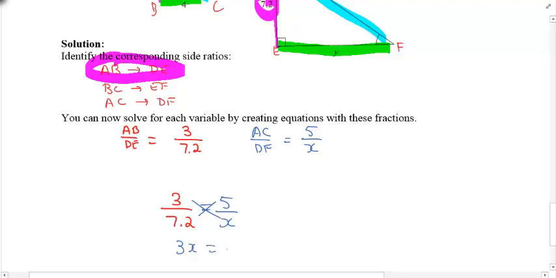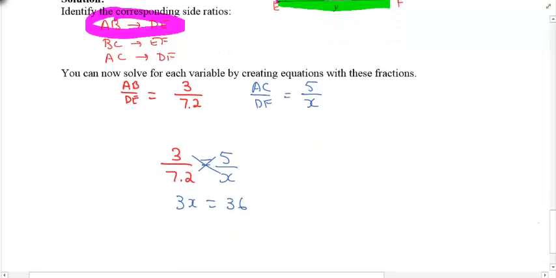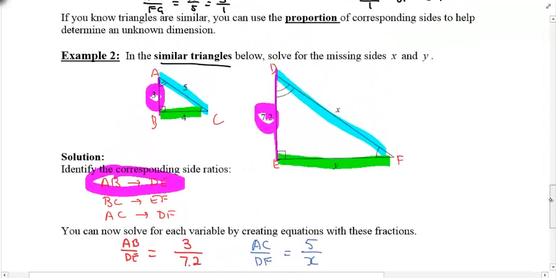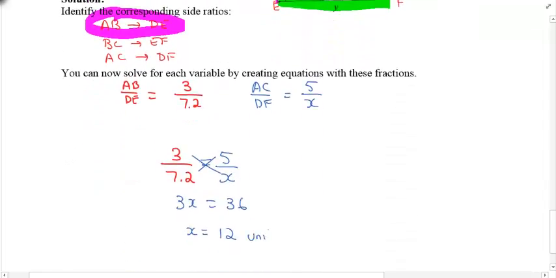3 times X equals 5 times 7.2. 5 times 7.2, I believe, is 36. We'll divide both sides by 3, so in this case, X equals to 12. Do I have units here? No, so just 12 units long.